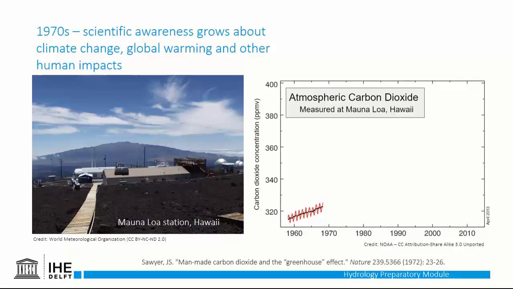In September of 1972, John Sawyer of the UK Meteorological Office published one of the first papers highlighting rising CO2 levels and explaining the potential consequences for global climate. His data extended only to 1968. The curve looks like this today.